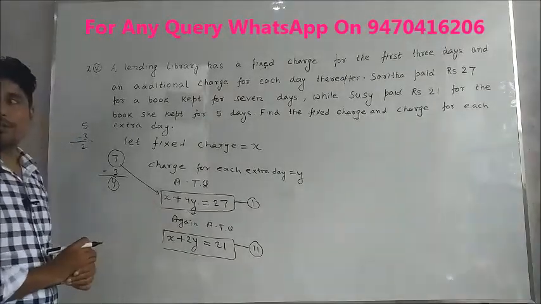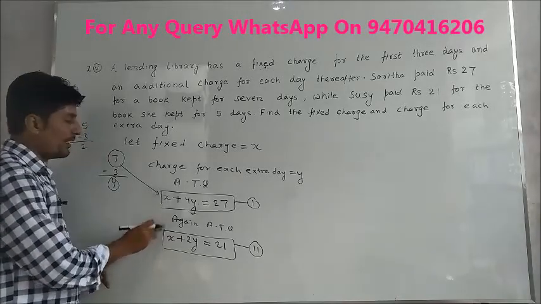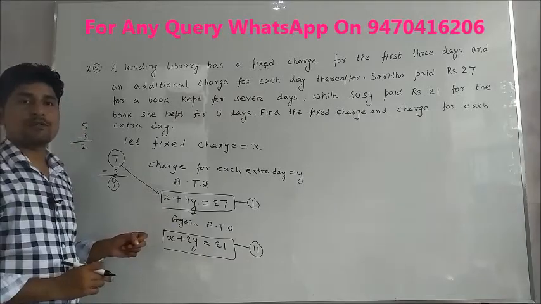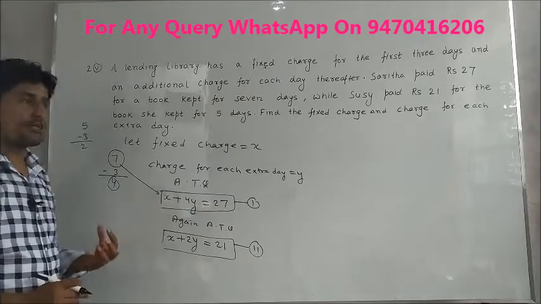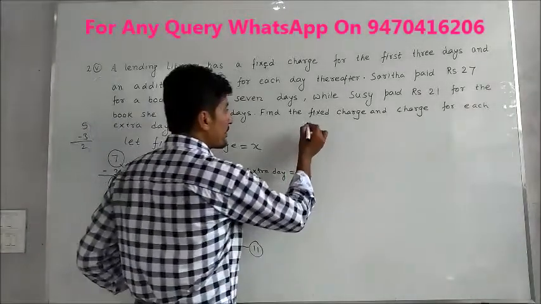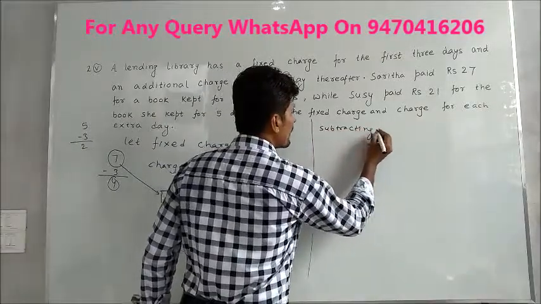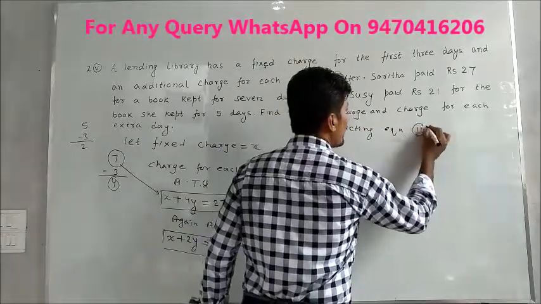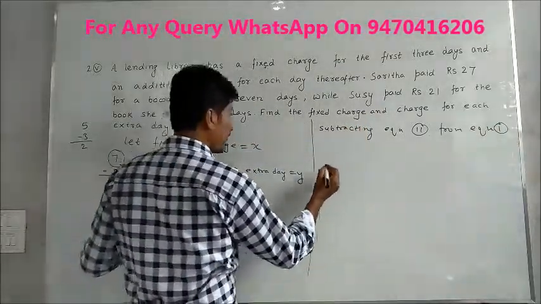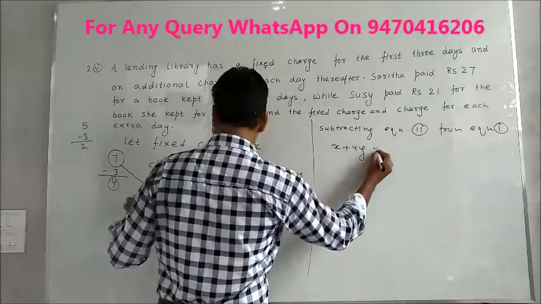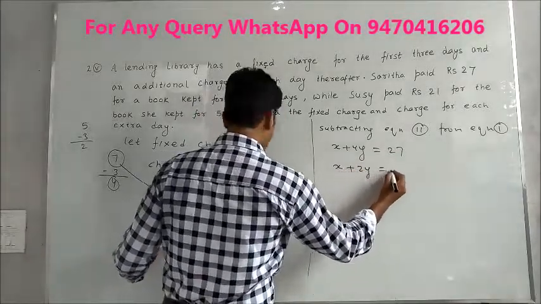We will use the elimination method to solve these two equations. Because the coefficient of x is equal, we have to subtract both the equations. If we add both the equations, then x plus x will be 2x. So we are going to subtract both the equations. Subtracting equation 2 from equation 1: x plus 4y equals 27, while the second equation is x plus 2y equals 21.